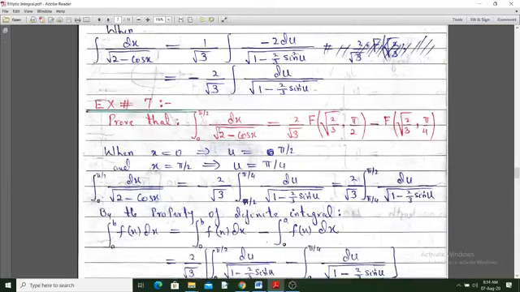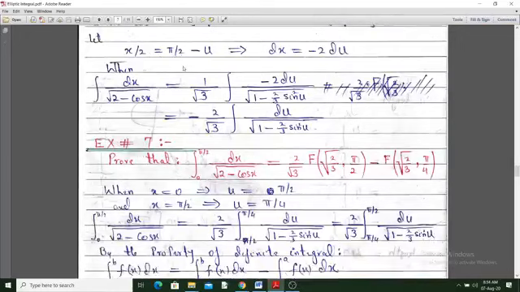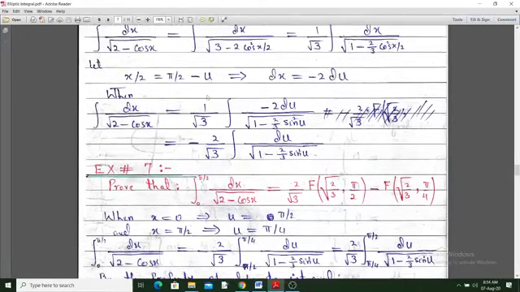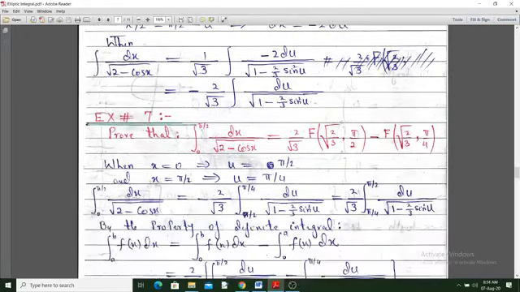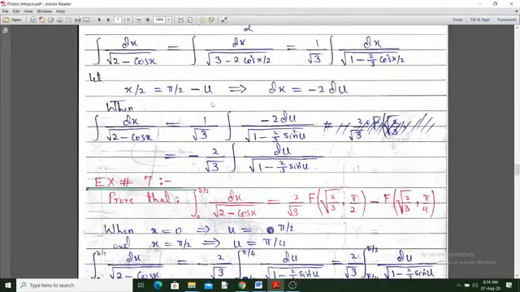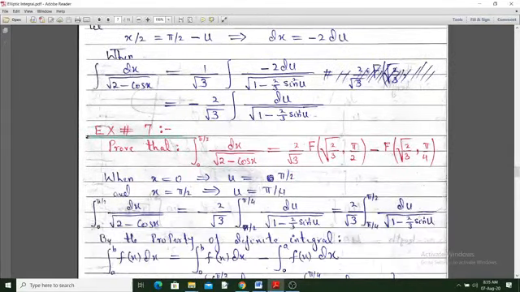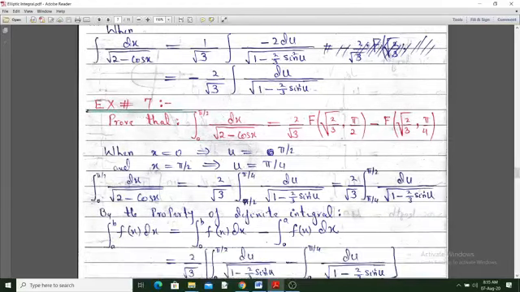So we put these limits 0 to pi by 2 in this transformation. So what do we get? When x is equal to 0, we get u is equal to pi by 2, and when x is equal to pi by 2, from this transformation we get u is equal to pi by 4. So I use these lower and upper limits in this transformation. From this expression we get this result, minus 2 over square root 3, with this lower and this upper limit. So we get pi by 2 to pi by 4, and the same expression we write here.